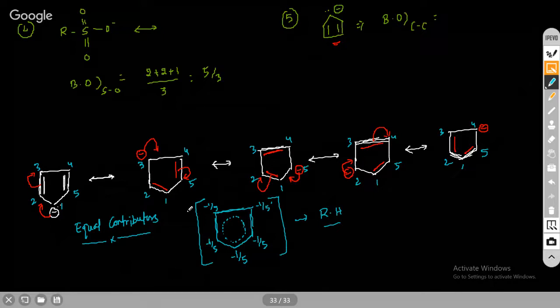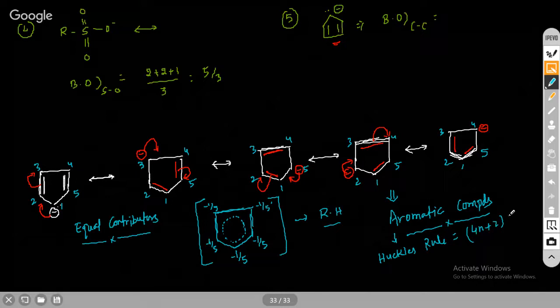Another thing you can conclude here: since the distribution of charge is uniform and equally distributed over the atoms, this kind of molecule is said to be an aromatic compound. Aromatic compounds. When the distribution of charge is equal, then the compound is aromatic, right? Now, like I told you in the last class, for aromatic compounds Huckel's rule will be followed. And in Huckel's rule, we find out the number of pi electrons. If it is equal to 4n plus 2, then it is said to be aromatic. That is what we discussed last class.